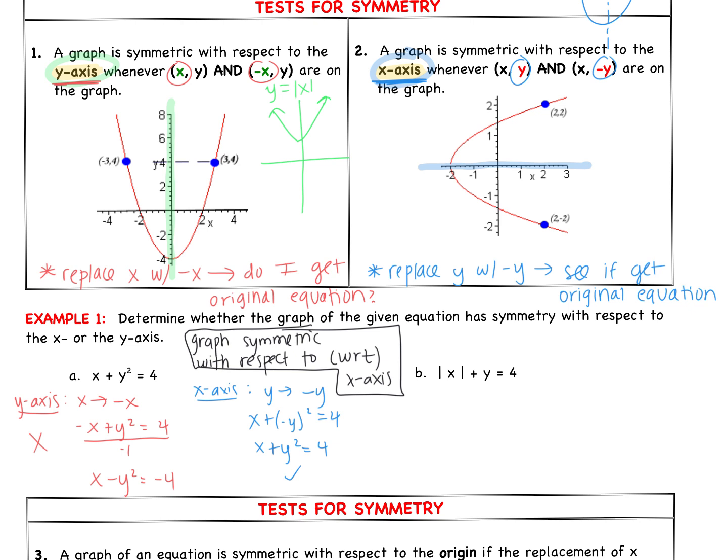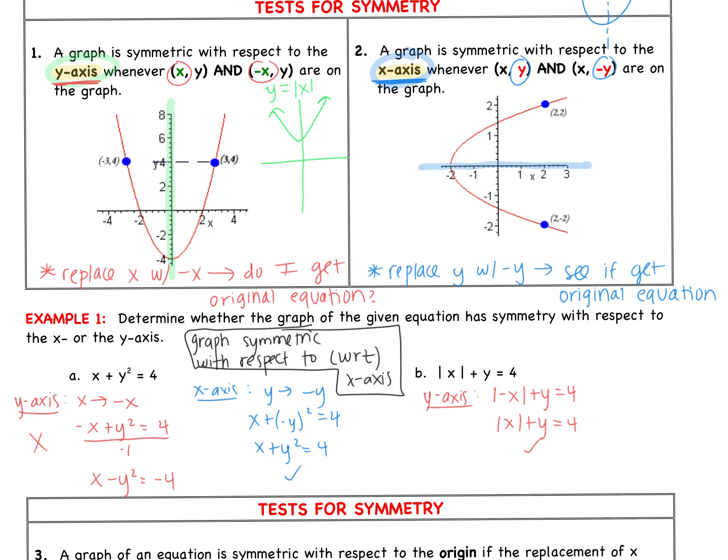In B, we're going to do that one also. Y-axis. So I replace x with negative x. So I get the absolute value of negative x plus y is equal to 4. If we take the absolute value of a negative number, does that negative stick around? No. So this becomes the absolute value of x plus y equals 4, which is the same as what we started with.